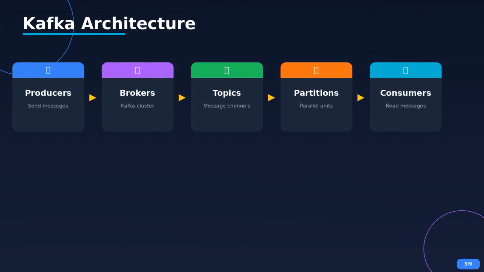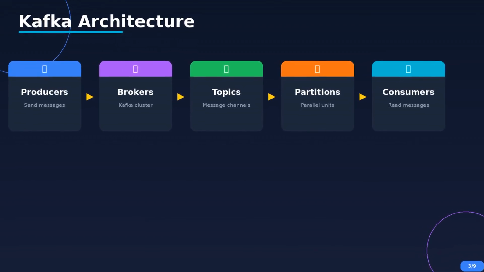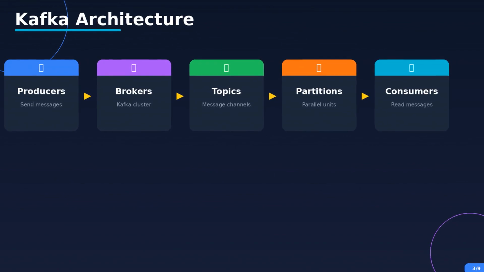Here's the big picture. A Kafka cluster has multiple brokers. Each broker is a server. Producers send messages to brokers, consumers read from brokers. Messages are organized by topics, like channels. Order data goes to the orders topic, logs go to the logs topic. Each topic is split into partitions. Partitions are the key to Kafka's performance. Data is spread across partitions for parallel processing.